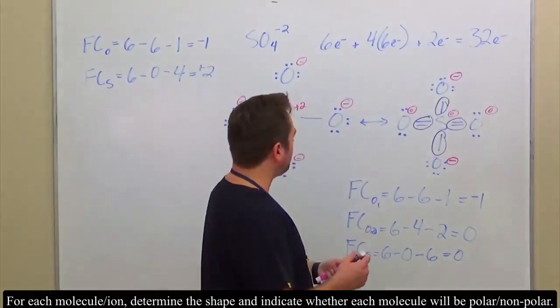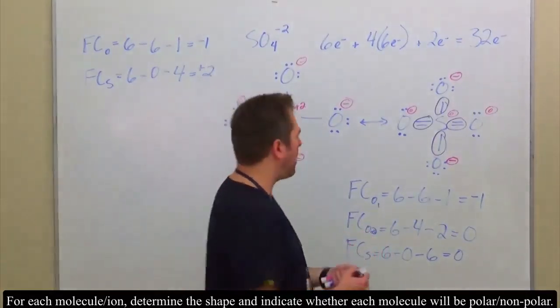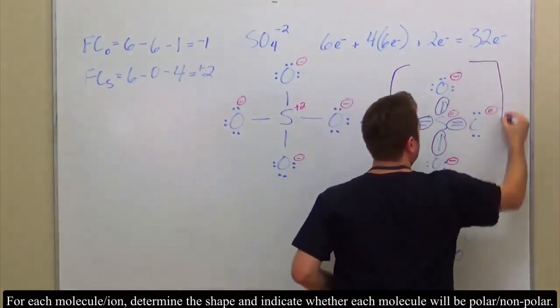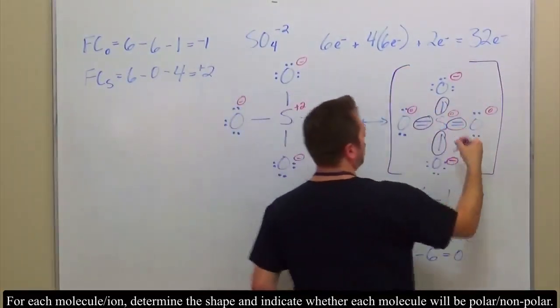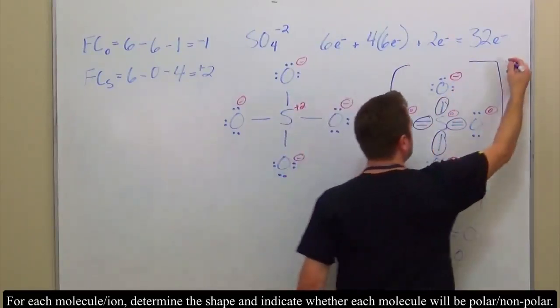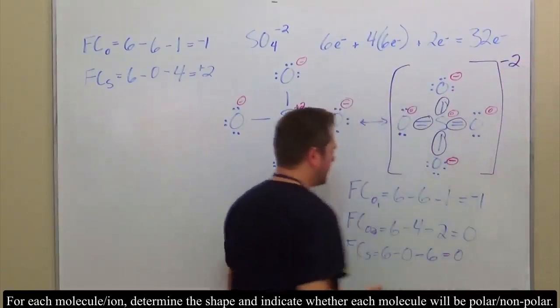But there is one other thing that we need to do. Since it is an ion, remember, we need to set it off in brackets and indicate the overall charge. And here they are. Here's the first negative 1 charge. Here's the second. So we'll make note of it here and say negative 2.